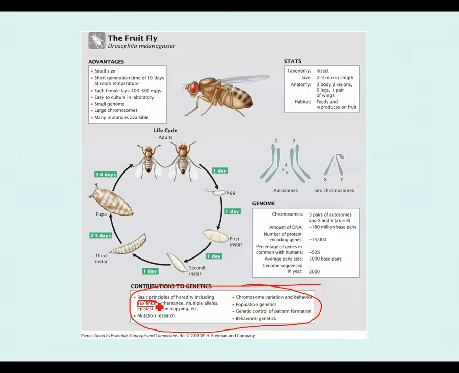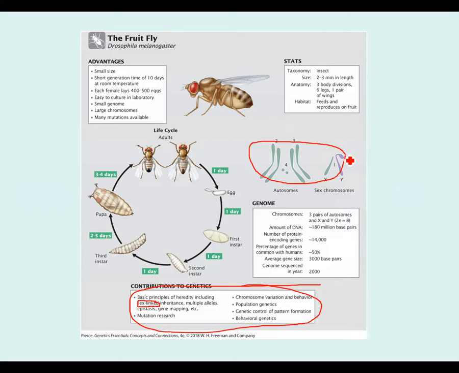So for now, I would expect you to know that. But it's been a very important model organism for a lot of things. But for right now, if you can connect the fruit fly with Thomas Hunt Morgan, that's a good place to start. The genome of the fruit fly, you don't need to memorize this, but it's very small. There's only 8 chromosomes per cell.